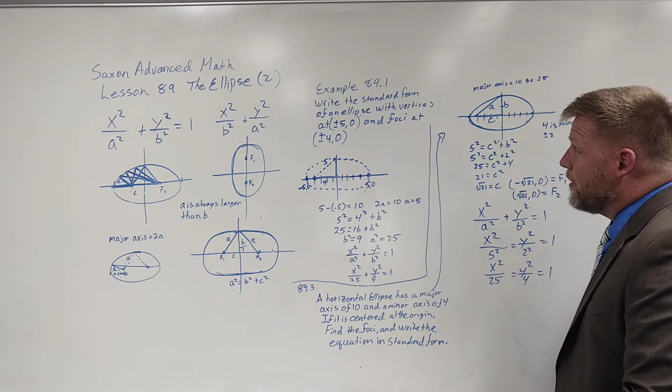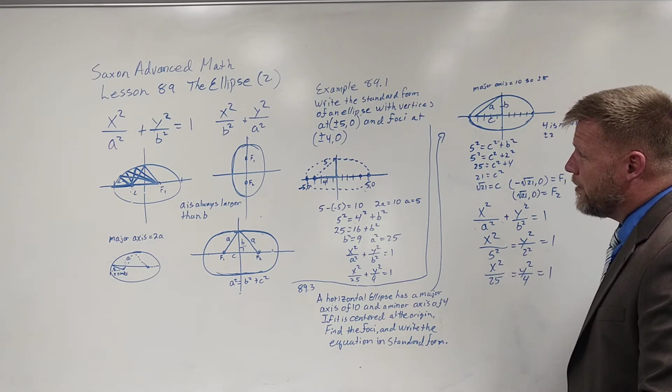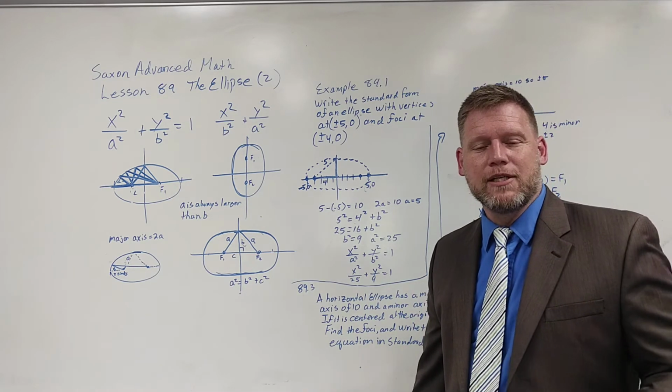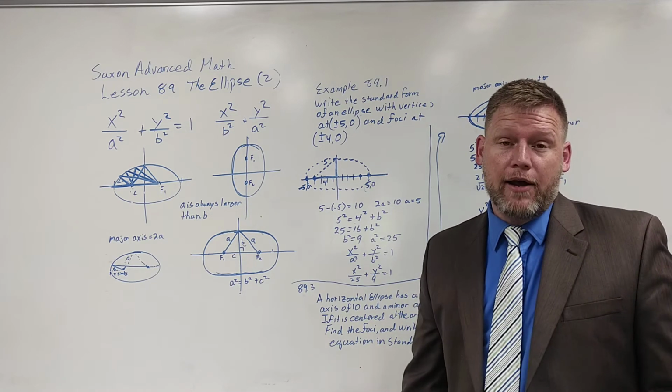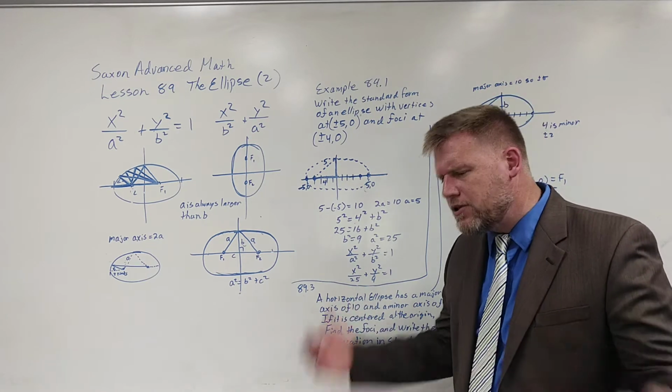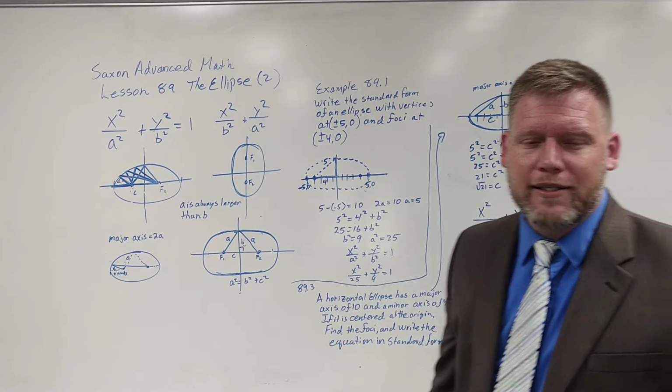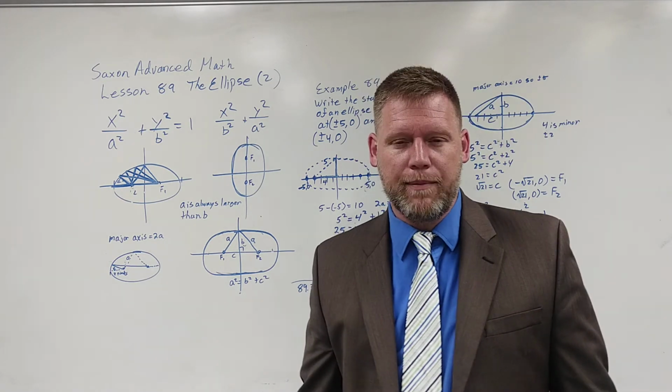Write the standard form of an ellipse with vertices at plus or minus 5 and the foci at plus or minus 4. Now, the book says it like 4 times in this lesson. Always start with the diagram. It's not a bad idea. They're not just saying that because they're running out of words or things to write. The reason why is a diagram will help you with determining it.